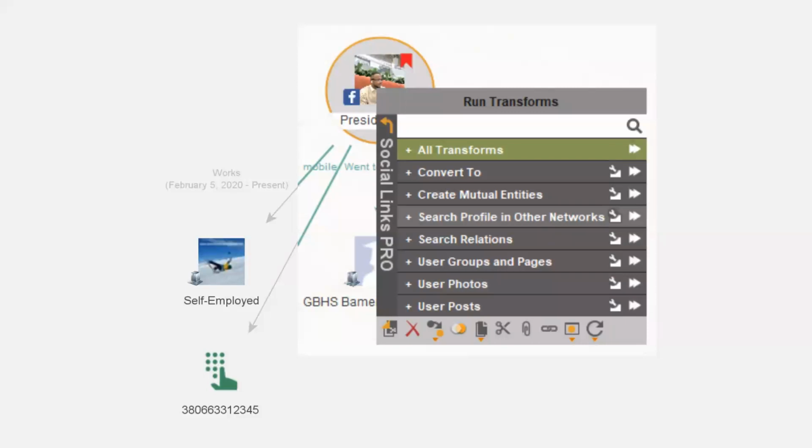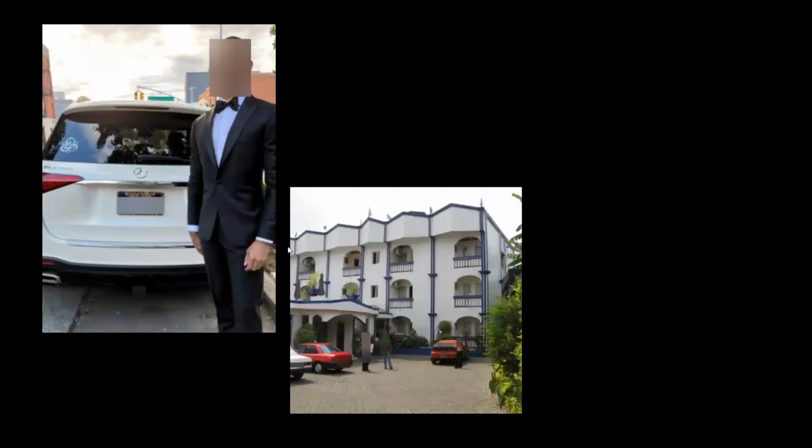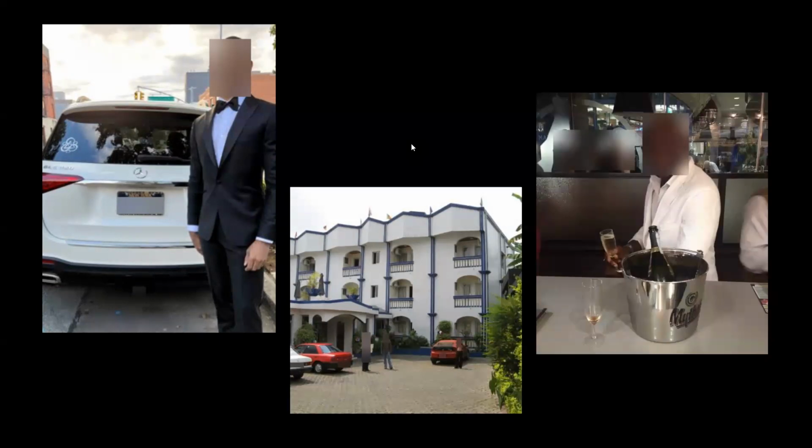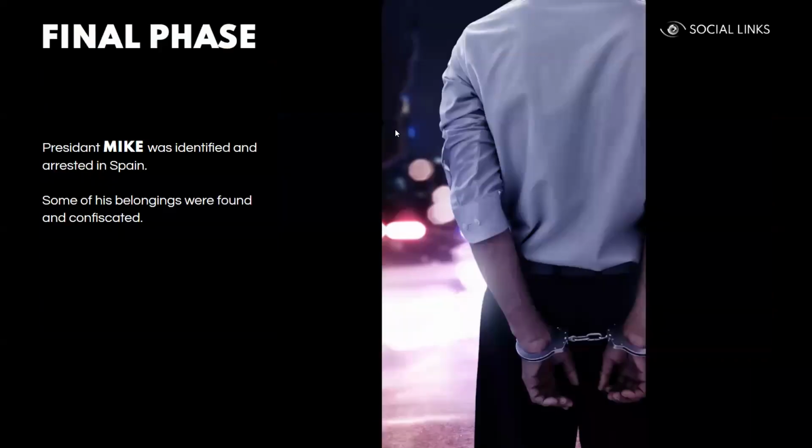It's not in the slides, but we could find his Instagram profile too. And there on his Instagram profile, there were lots of pictures of him showing off with expensive cars or showing off with his hotel that he claimed to own in Cameroon, and of him drinking champagne in luxury bars. In the final phase, President Mike was then identified and arrested in Spain, and some of his belongings were found and confiscated.